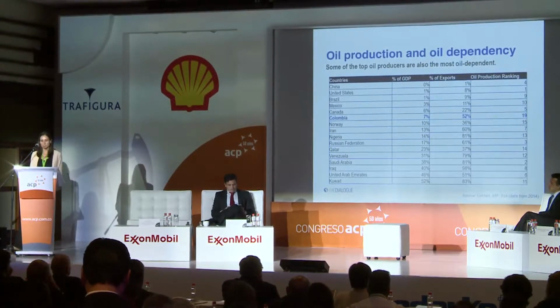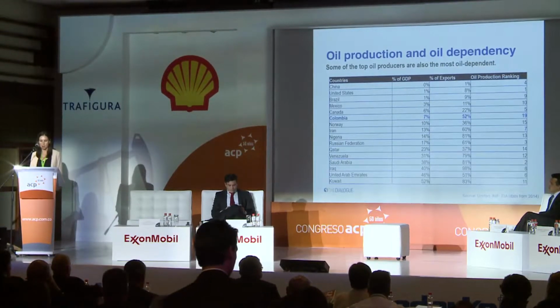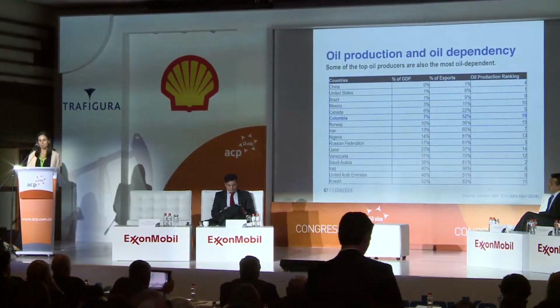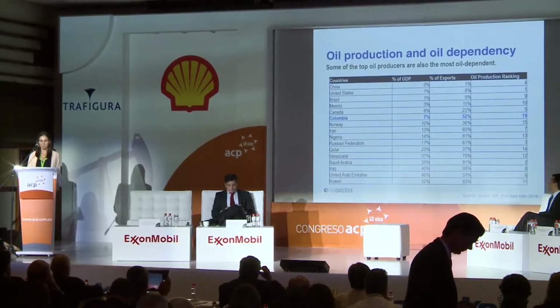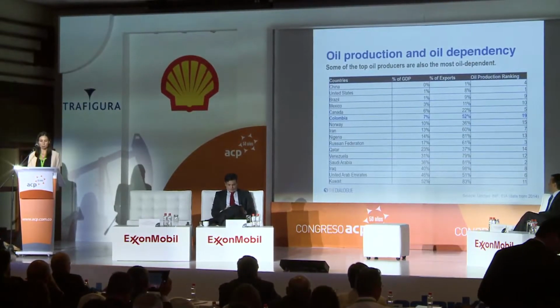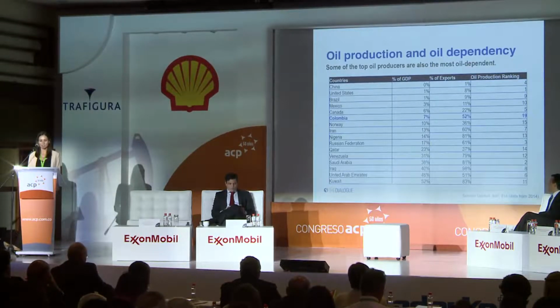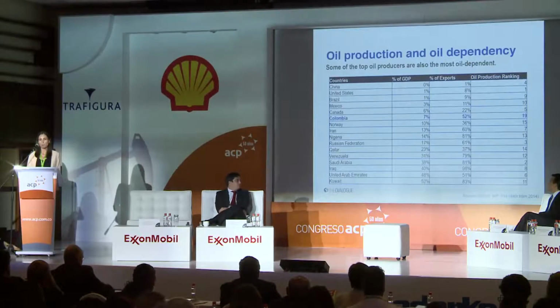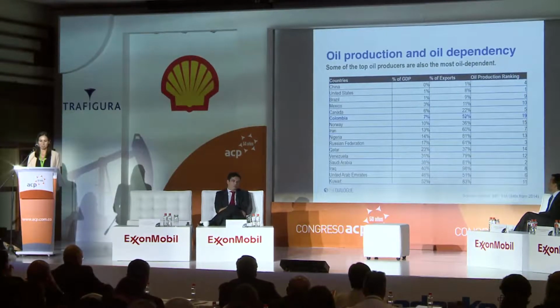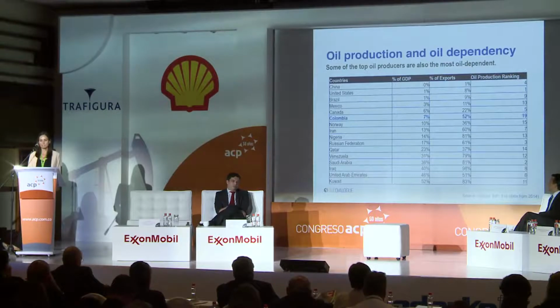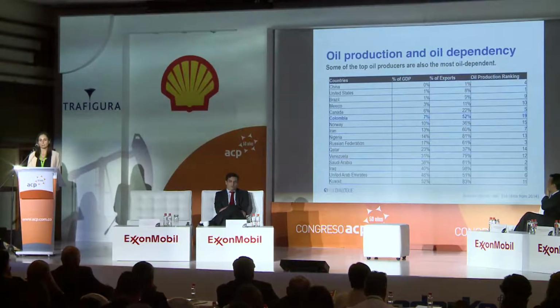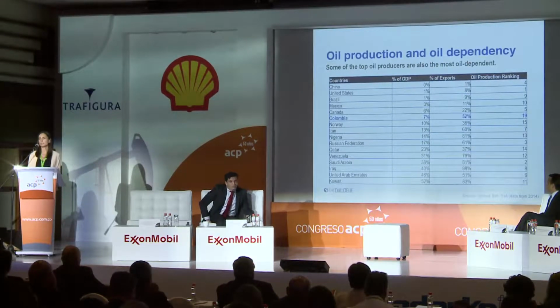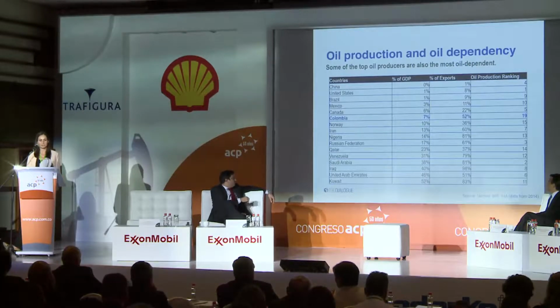So Saudi Arabia, for example, the number 2 liquids producer after the US, relies on oil for 38% of GDP and 81% of exports. Other top producers, on the other hand, like the US, China, and Canada, are significantly less dependent on oil, relying on it for about 1%, less than 1%, and 0% of GDP, respectively. And of course, in Latin America, Venezuela is by far the most oil dependent, with oil revenues making up 31% of GDP. And Colombia is fairly dependent, but really doesn't come close to these other countries.